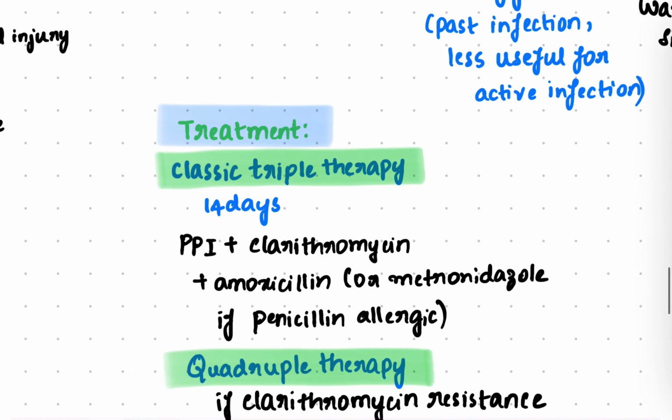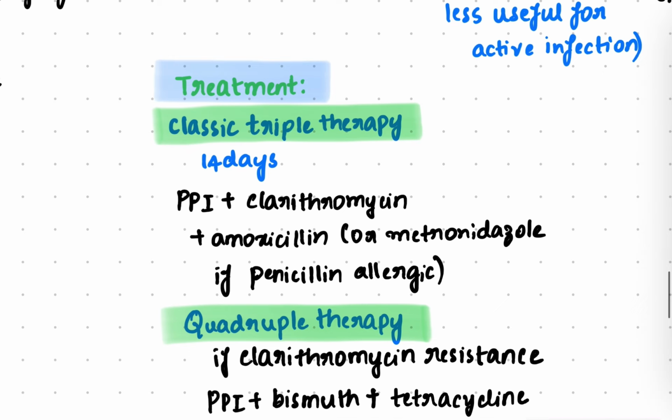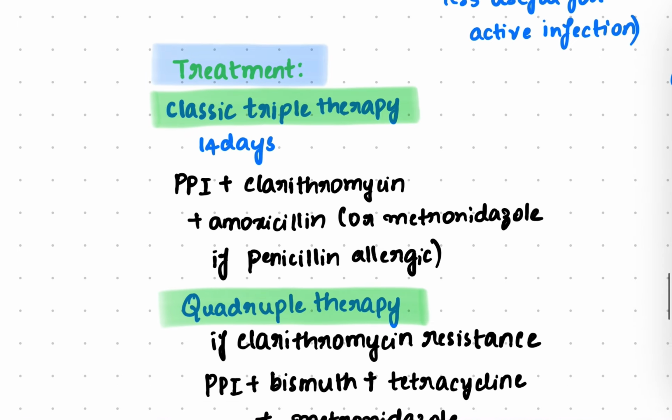Coming to the treatment, there are two methods: classic triple therapy, which is given for 14 days, and quadruple therapy. Classic triple therapy, as the name suggests, has 3 drugs: a PPI, that is a proton pump inhibitor, along with clarithromycin and amoxicillin, or metronidazole can be given if the person is penicillin allergic. These 3 drugs are given for 14 days.